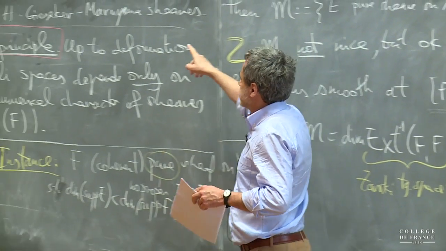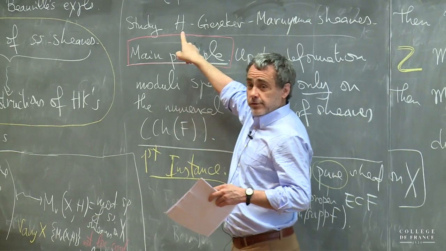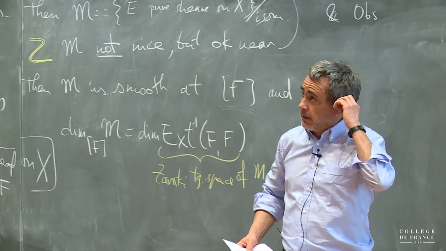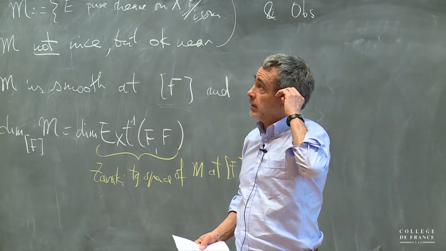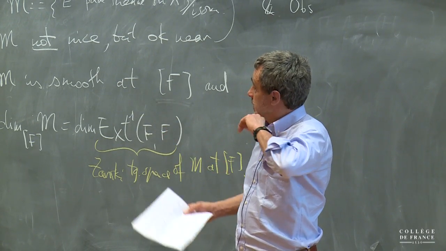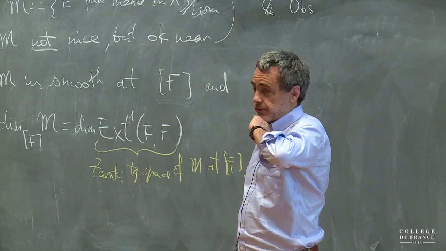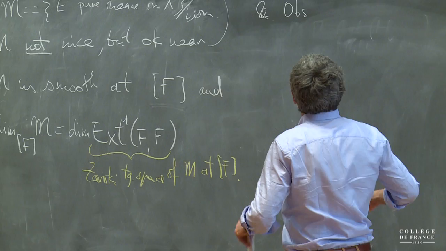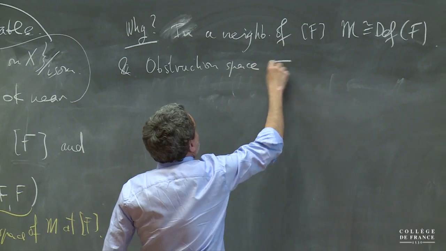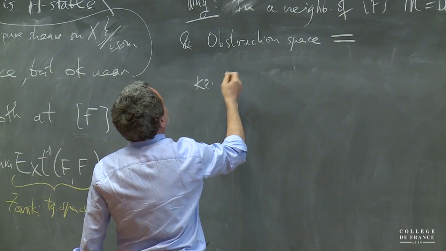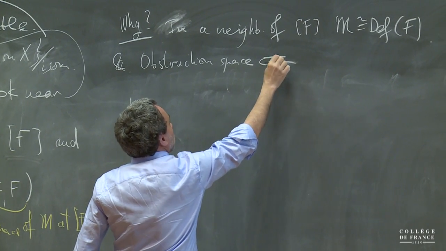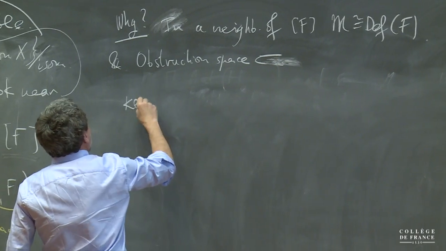Gieseker-Maruyama stability is defined using the Hilbert polynomial with respect to H. If it's H slope stable, it's H Gieseker-Maruyama stable. And if it's H Gieseker-Maruyama semi-stable, it's H slope semi-stable. Obstruction space is contained in, I guess. I never understood deformation theory, but anyway.